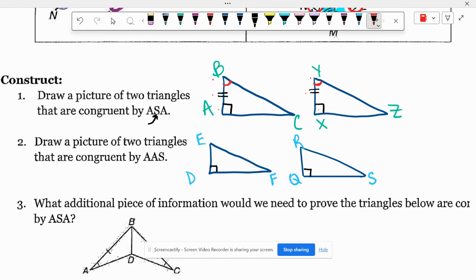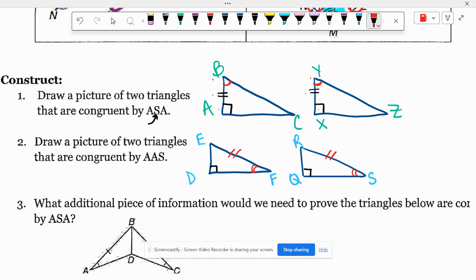Which angle do you want to mark? Doesn't matter. Pick one. S and F. So angle F is congruent to angle S. So if I use angle, angle, side, what side has to be marked as congruent to the other side? EF or RS. Okay. So that's angle, angle, side.